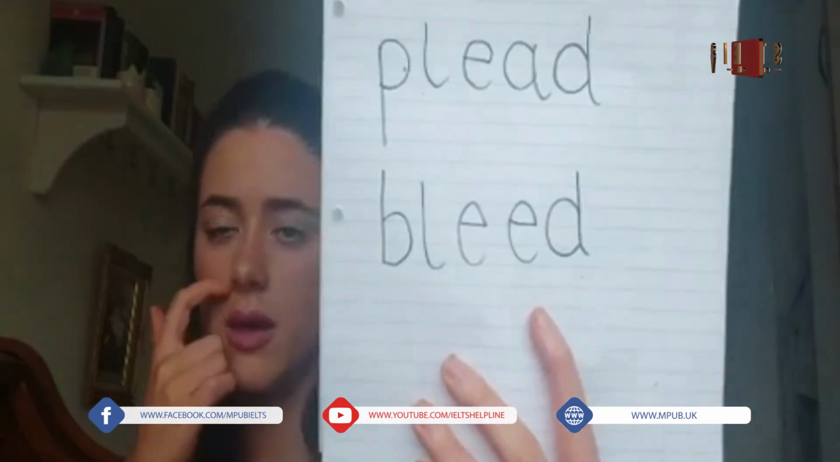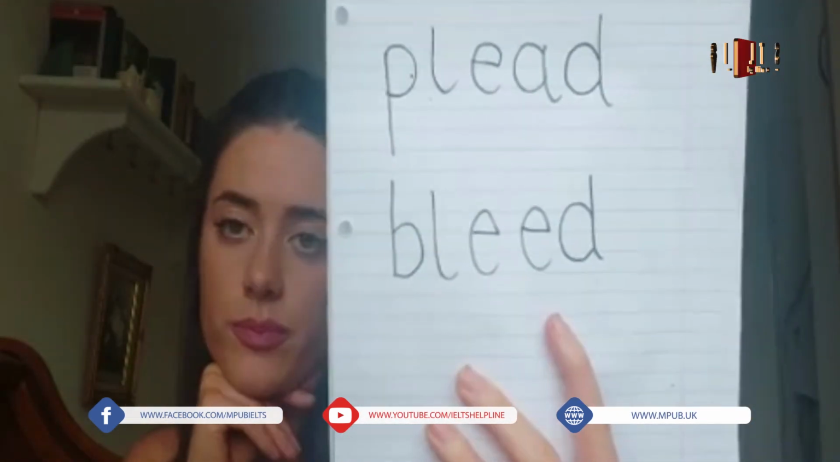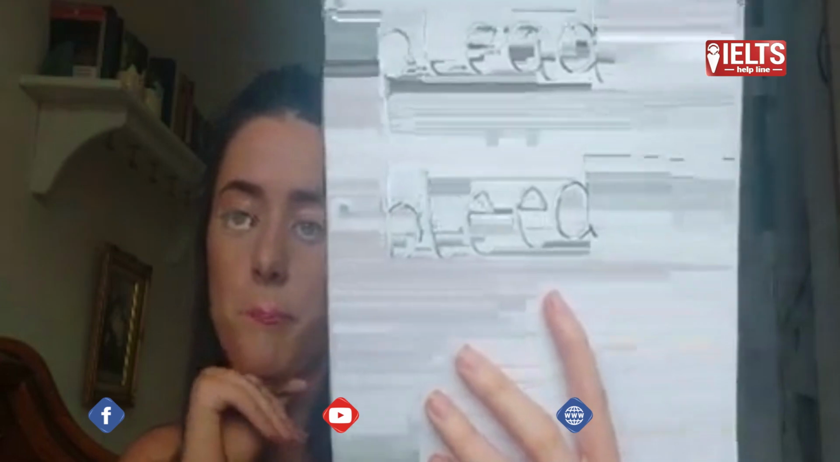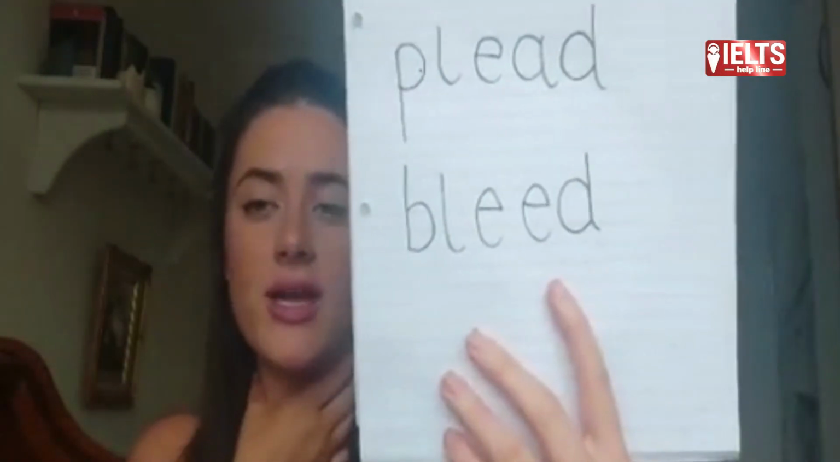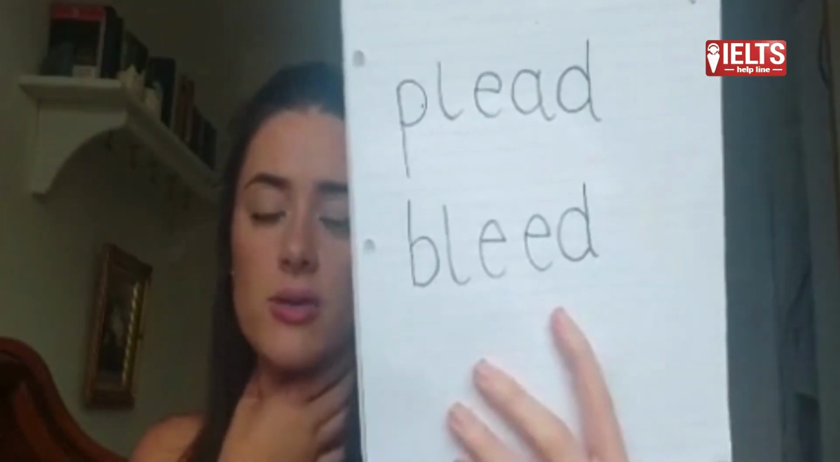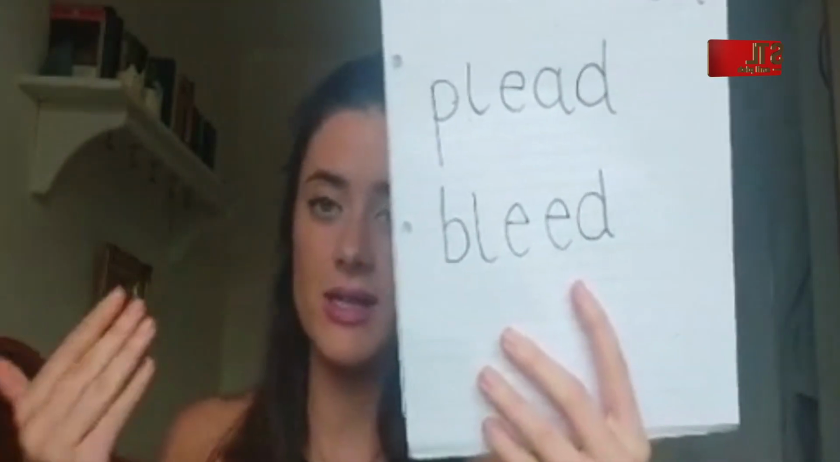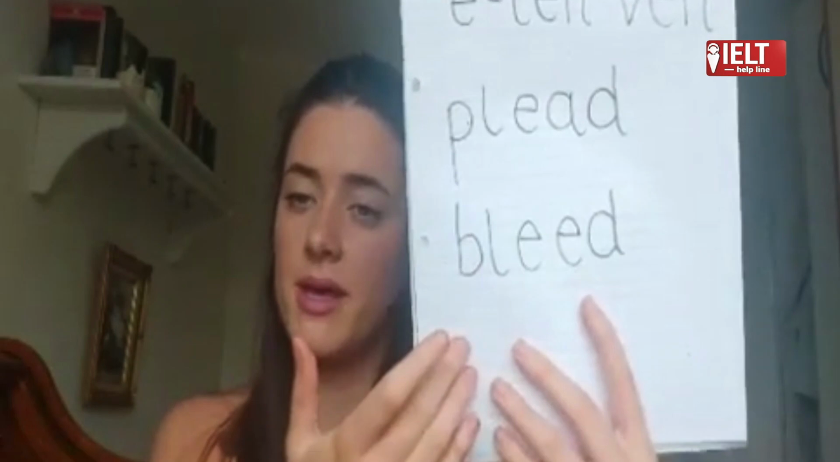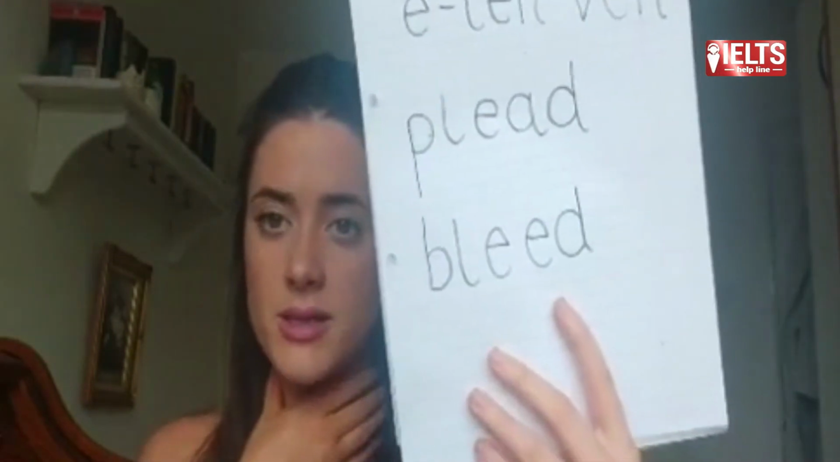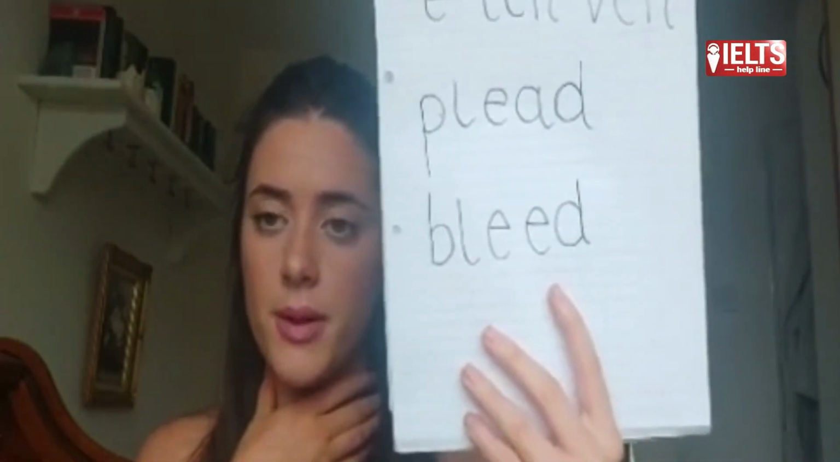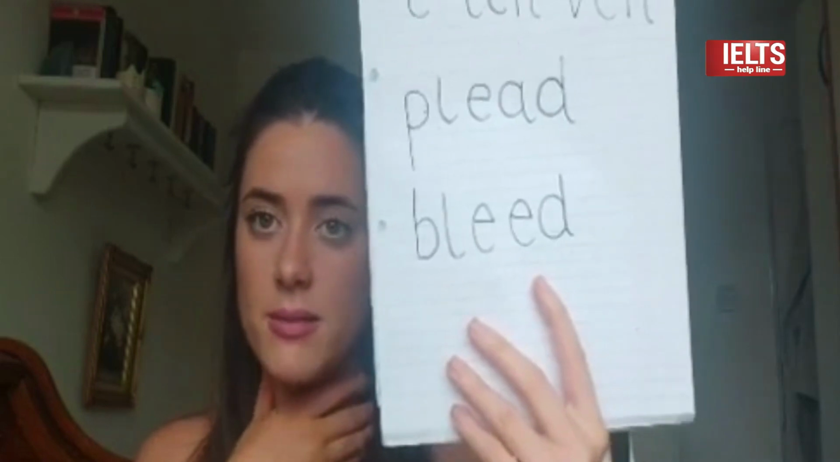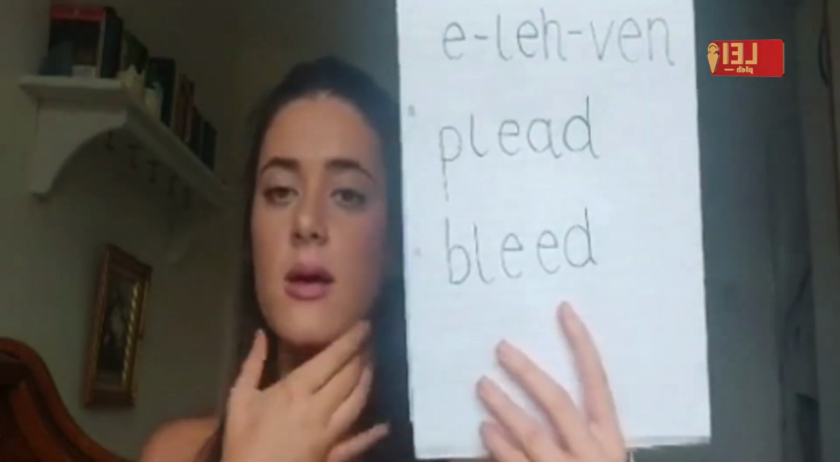These ones, for example, plead and bleed. Again, just place your hand on your throat when you're making those sounds so that you can really feel the vibration. You can easily make the difference between the P and the B. Bleed. And plead.